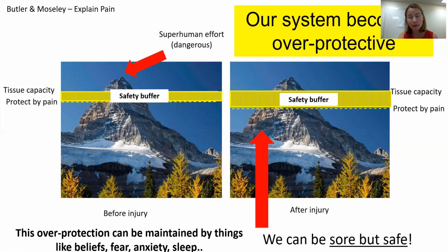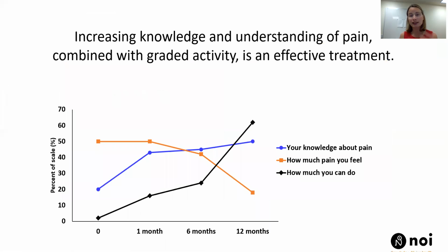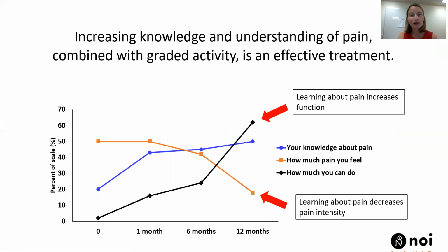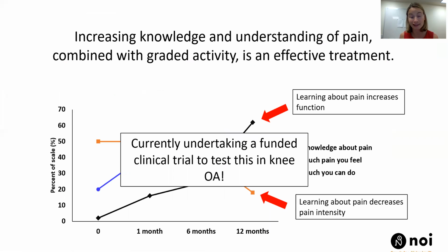And indeed, there is evidence, from chronic back pain, that if we increase knowledge and understanding of pain and combine it with activity, it appears to be effective. So targeting language through appropriate understanding of a condition has important effects on function and also on pain intensity. And we're actually in the process of testing this in a clinical trial in people with knee osteoarthritis. So stay tuned for those results.